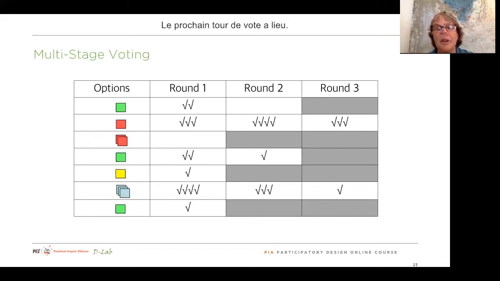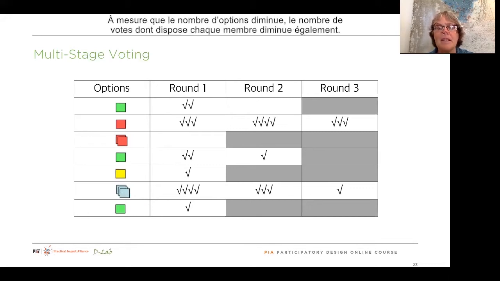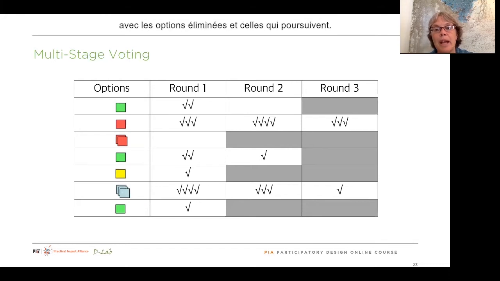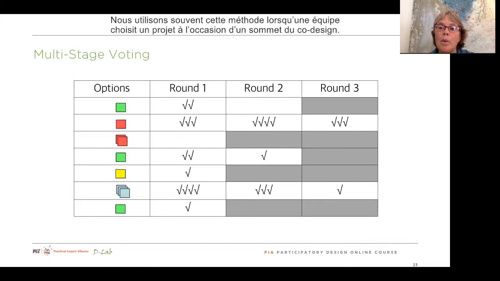The team discusses the results, and then those options with the fewest votes are eliminated, and the next round of voting occurs. As the number of options decreases, so too does the number of votes that each member has, so that by the last round, each team member only gets one vote. Between each round, there's an opportunity for discussion so that team members are okay with the options that are being eliminated and those that are moving forward. We often use this method when a team is choosing a project at a co-design summit.